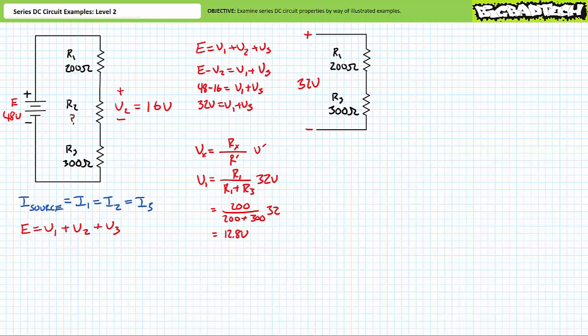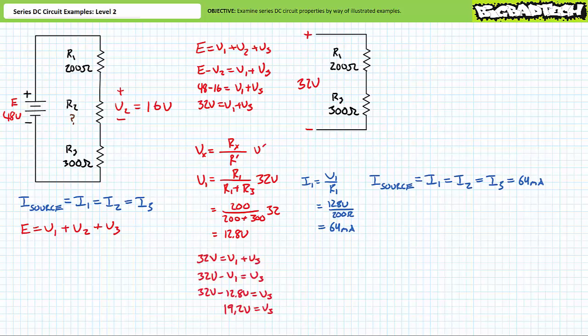Substituting in our given values demonstrates that V1 is 12.8 volts. An application of Ohm's law solving for I1 demonstrates that I1 is 64 milliamperes. Current through elements in series is the same. I source equals I1, which equals I2, which equals I3, and they all equal 64 milliamperes. An algebraic manipulation of the Kirchhoff's voltage law equation for the simplified circuit of R1 in series with R3 demonstrates V3 to be the remaining 19.2 volts.